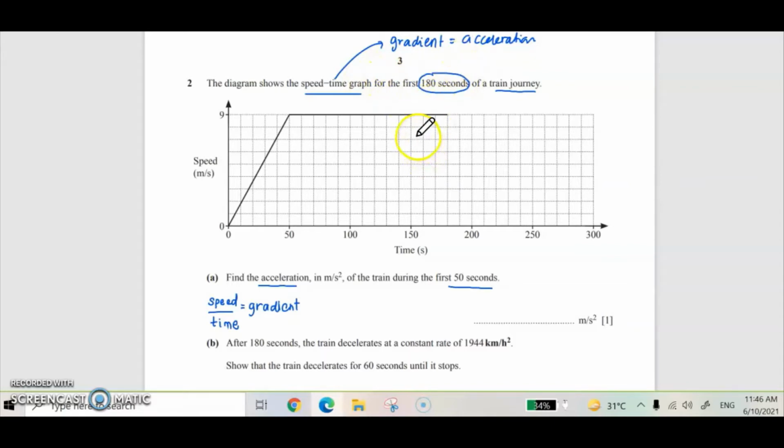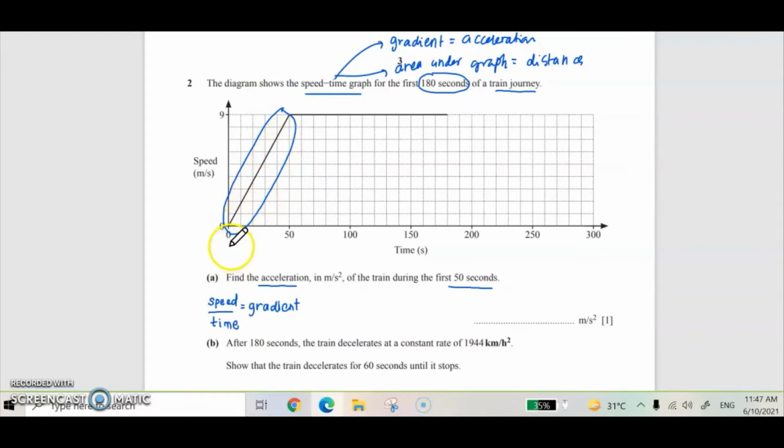Okay, then the area under the graph is equal to the total distance of the journey. Okay, so now given time in seconds and speed in meters per second, find the acceleration for the first 50 seconds, which means that located in this part. We know that acceleration is equal to the gradient, so we calculate the gradient of this line. Okay, so we choose any point on the line.